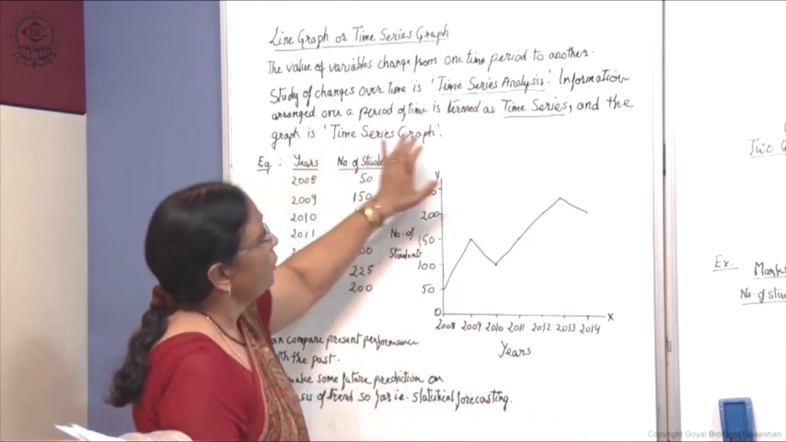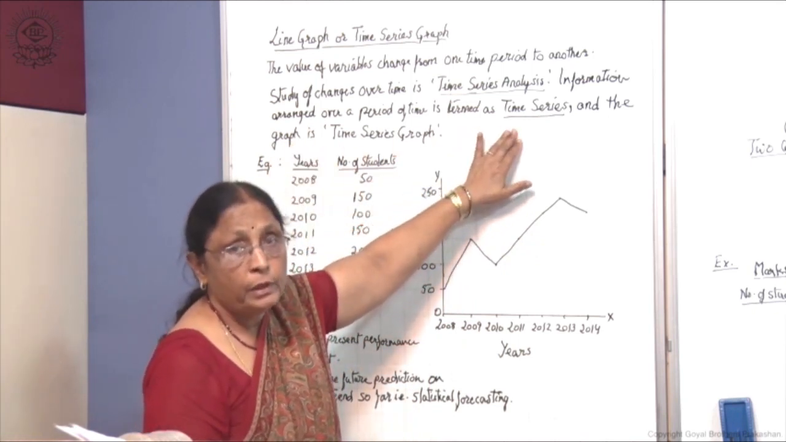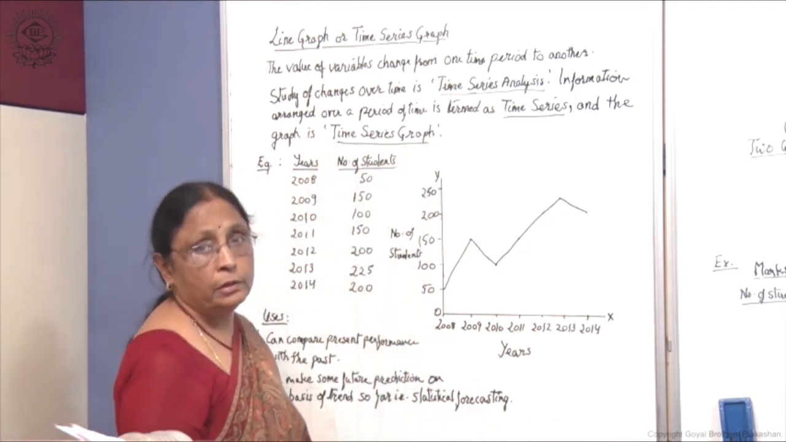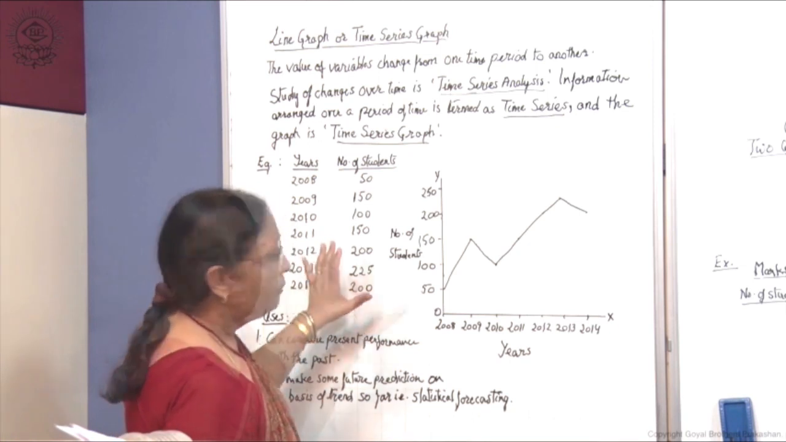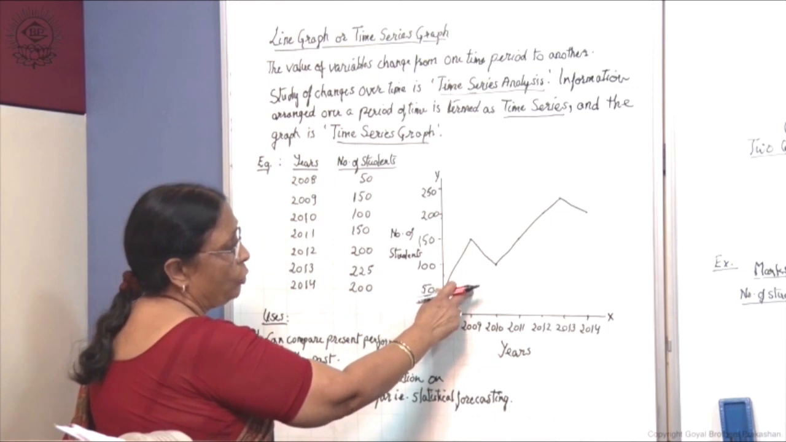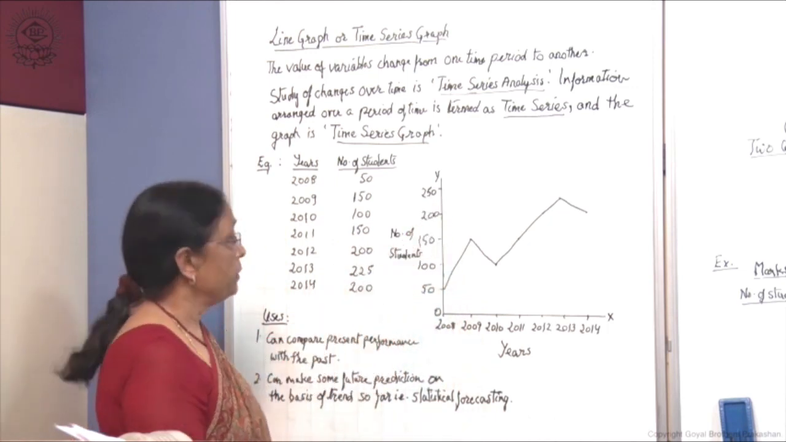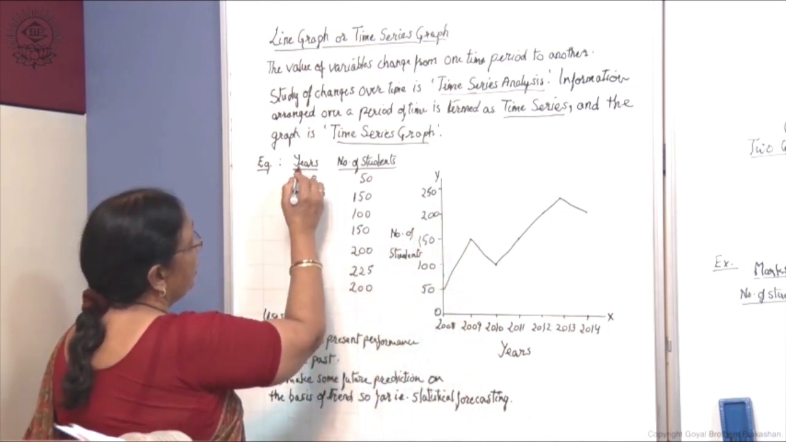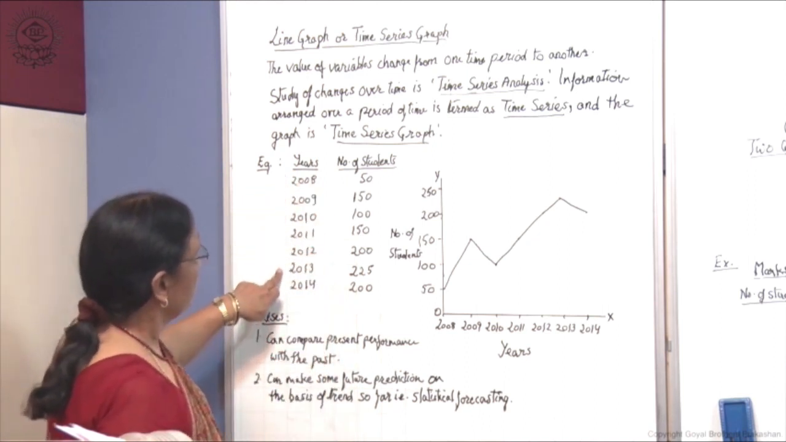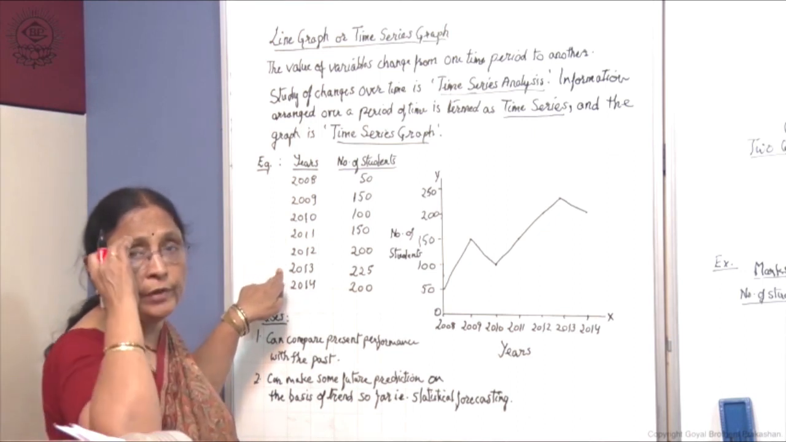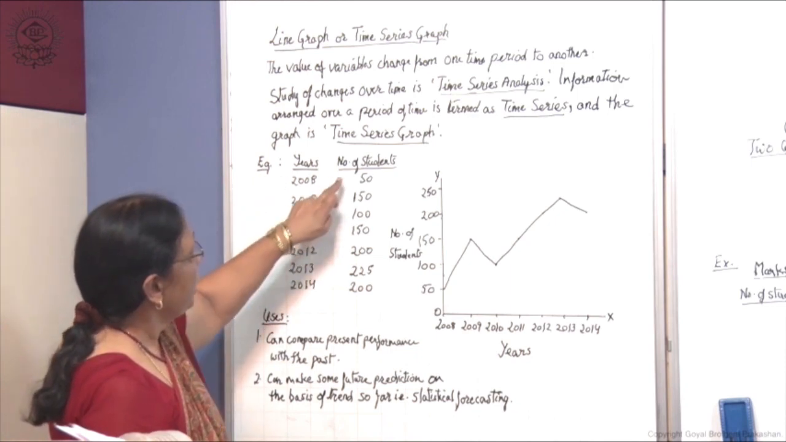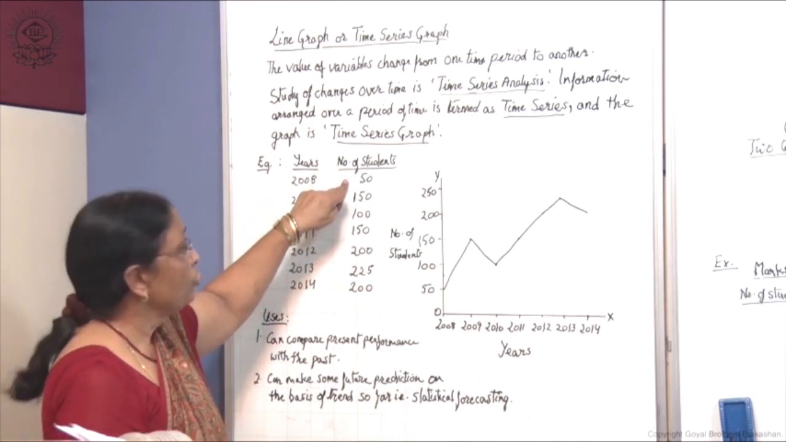And the graph, when we are plotting the time series on a graph paper, then it is known as time series graph, right? Now I will give you an example, and with the help of the example I will tell you how the time series graph is made. Here one distribution is about years. As it is a time series graph, then we have to take into consideration a certain time period. This is years, and the second one is number of students.